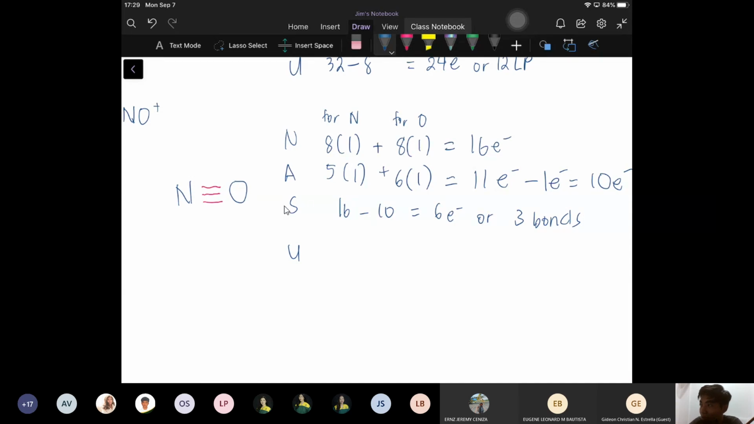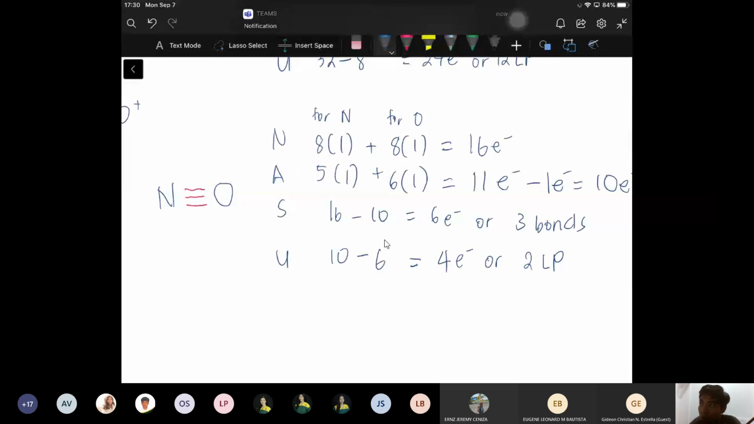Tapusin na lang natin. Available, unshared, meaning ito yung lone pair, di ba? So unshared electrons, the formula is A minus S, available minus the shared. So available, we have 10 electrons. 10 na lang. Minus the shared, yung electrons yung kukunin, hindi yung bonds, ha? 6 electrons. 10 minus 6 is 4 electrons or 2 lone pairs. No? So, dalawang lone pairs yung kailangan natin. Question, paano natin lalagyan sila ng lone pairs?